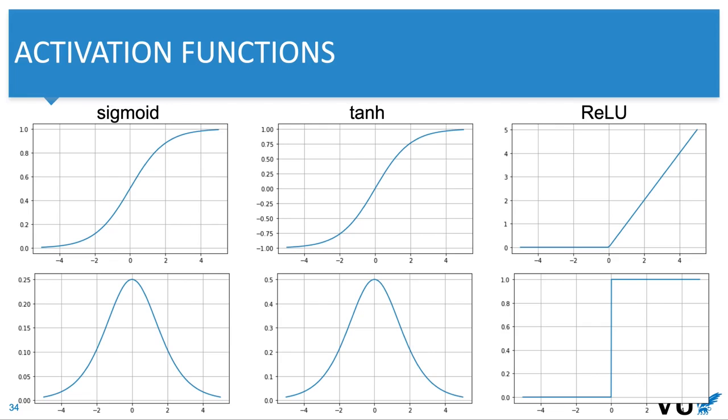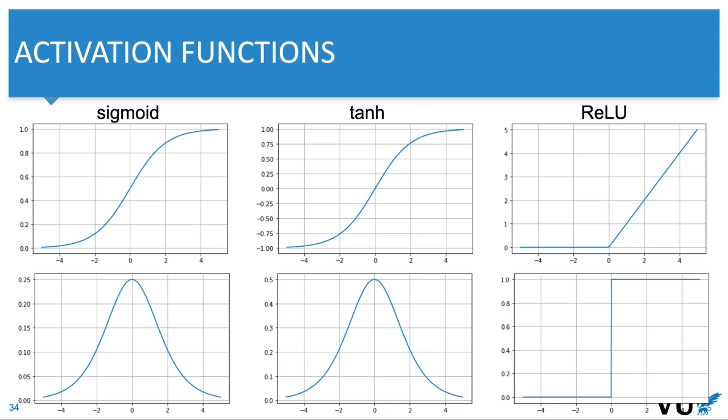Activation functions. In the first row, we have plots for sigmoid, tanh, and ReLU. And in the second row, we have gradients of these activation functions. As you can see, the difference between sigmoid and tanh: they are both so-called S-shaped functions, but tanh is between -1 and 1, and at 0 it has value 0.